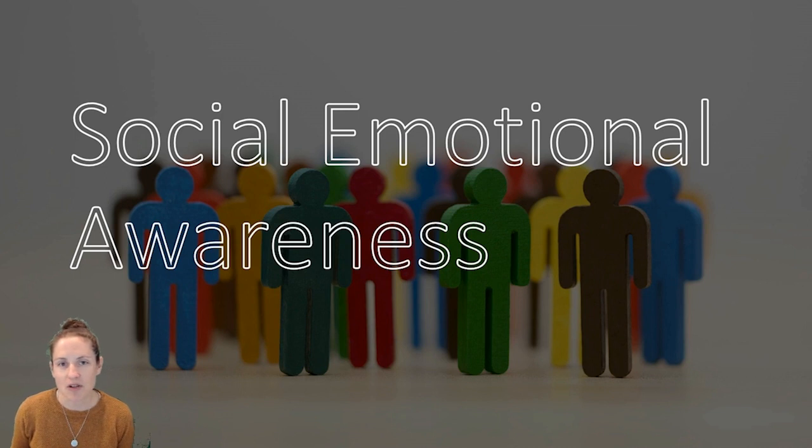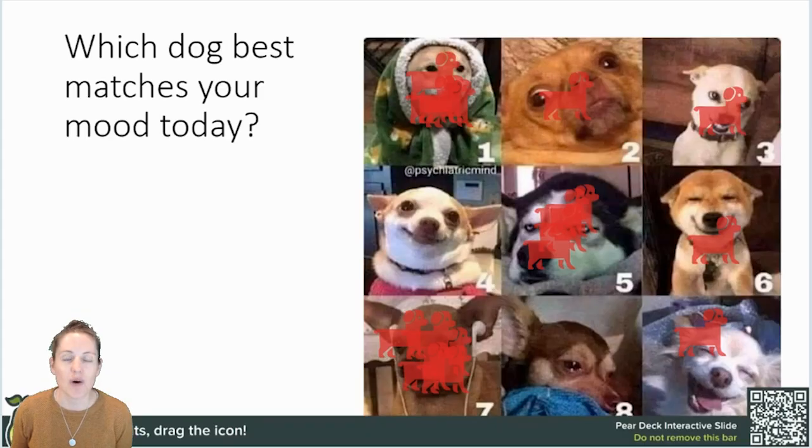Lastly, I use PearDeck for social emotional wellness check-ins, and this is a great way of also assessing where students are at the beginning of class. So I might give them a fun meme like this and then ask them to move their icon to where they're feeling that day. This gives me a really good feeling for the whole class of where we are and what students' capabilities are going to be that day.